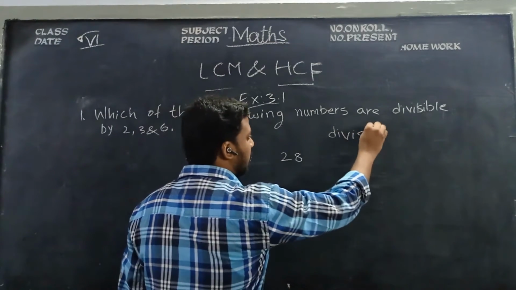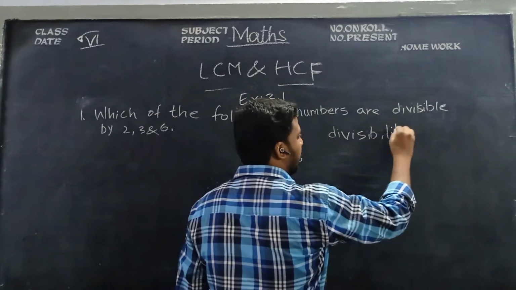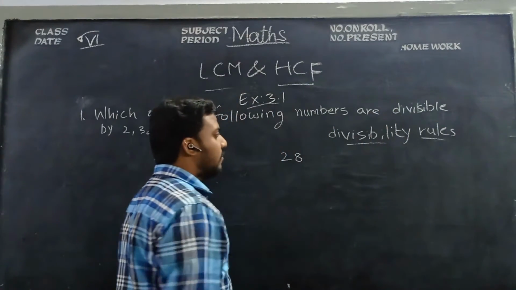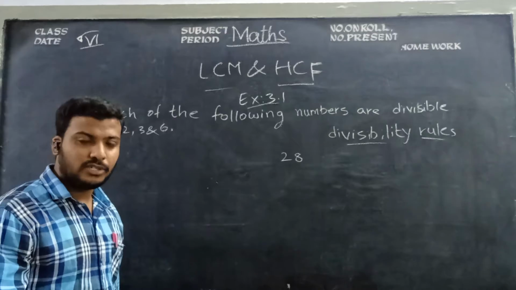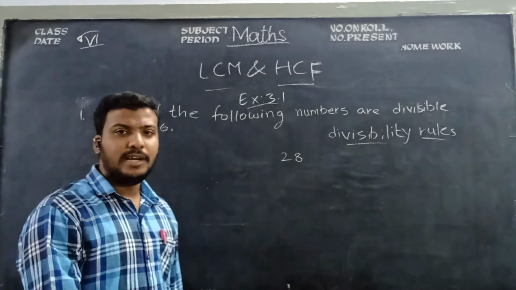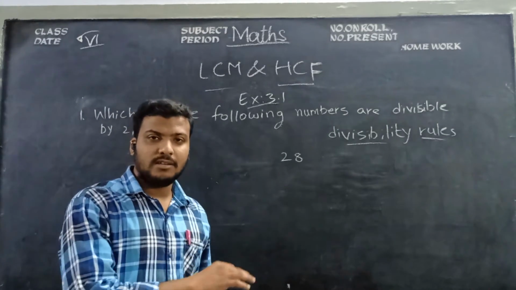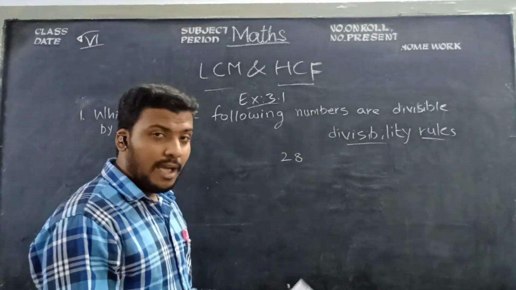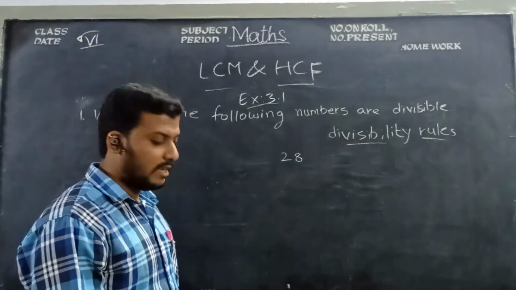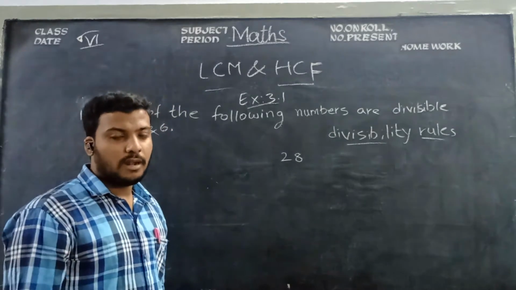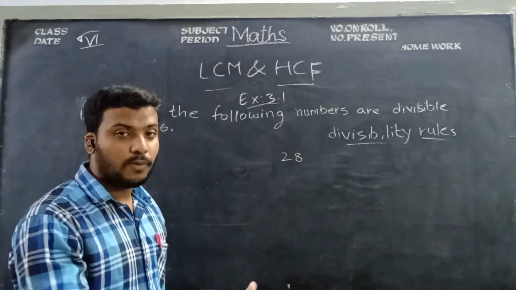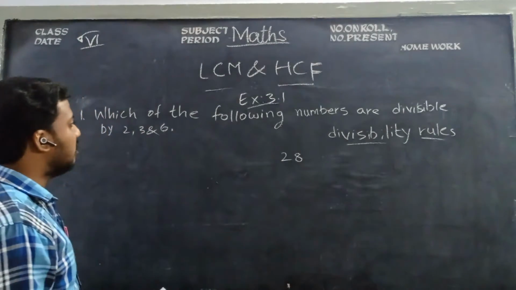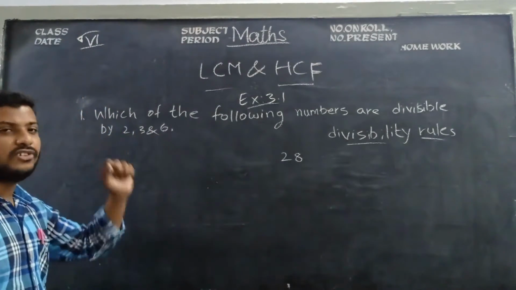There are divisibility rules. Children, so divisibility rules you should understand properly children. There are many divisibility rules regarding each and every number. So we will discuss exercise wise children. Like exercise 3.1, in that there are many concepts. Concept wise we will discuss divisibility rules. So here we got the opportunity to discuss 2, 3 and 6 children.